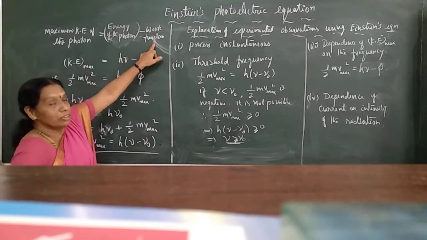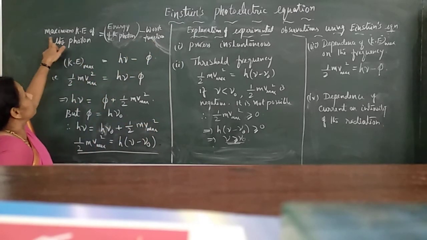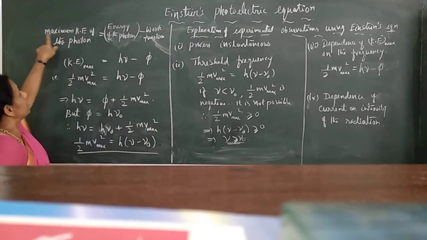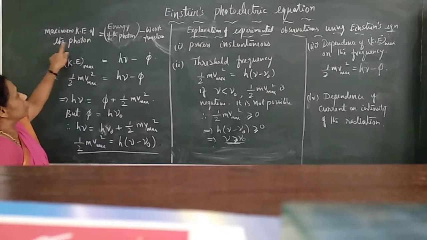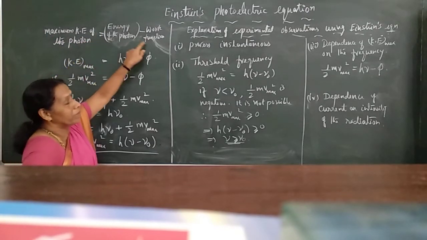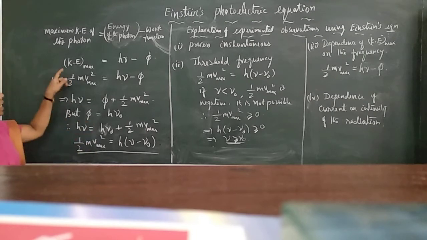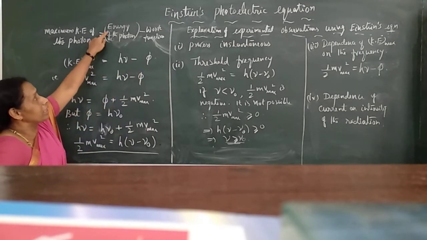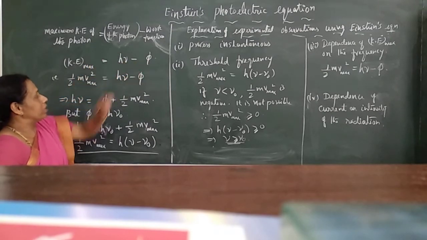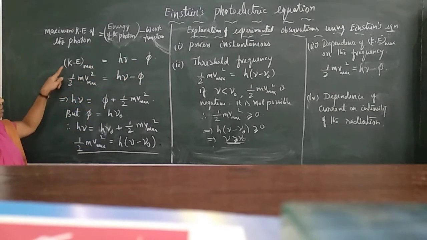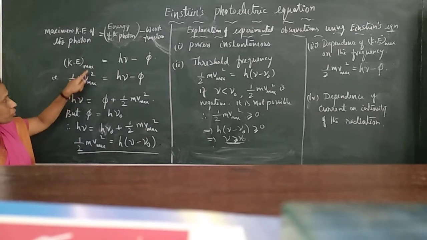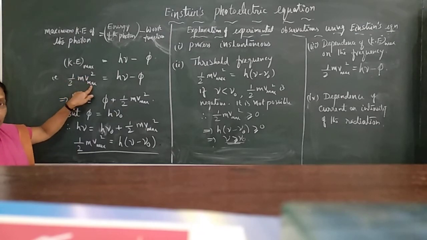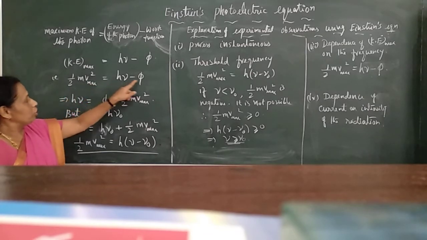Therefore, if the work function is more, then the maximum kinetic energy will be less. So he gave the equation: maximum kinetic energy equals the energy of the photon minus the work function. Kinetic energy maximum equals h nu minus phi, where h nu is the energy of the photon and phi is the work function. The kinetic energy is half m v maximum squared, where v maximum is the maximum velocity of the electron moving towards the anode plate, equal to h nu minus phi.